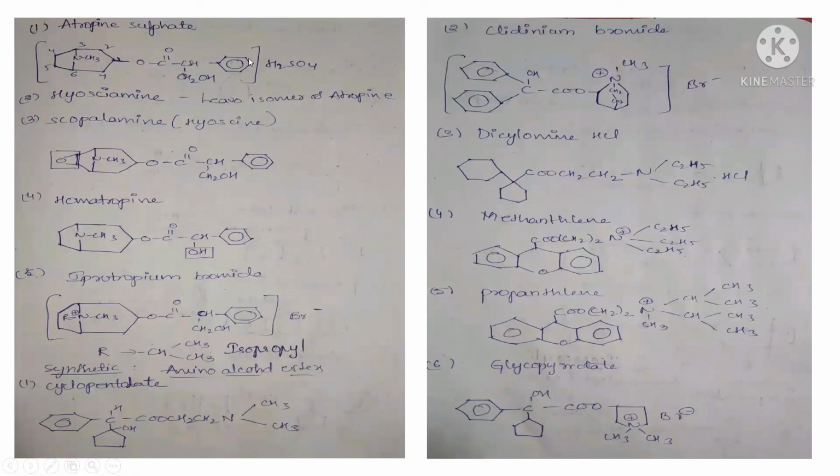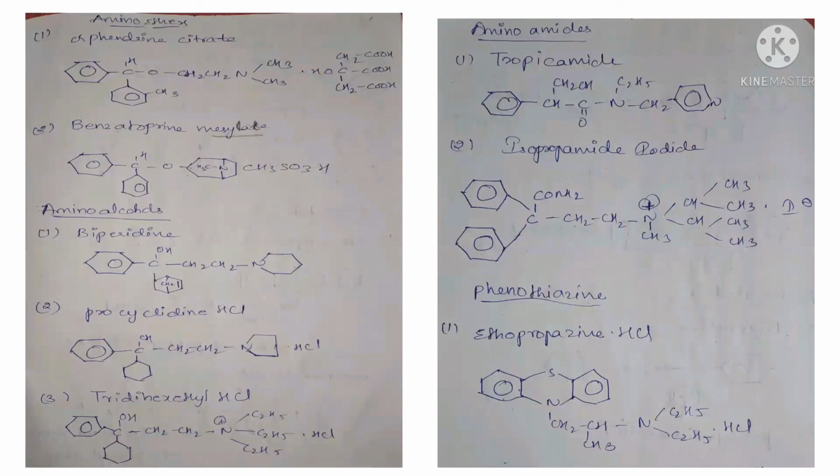So here you can see the detailed structure of the drugs: atropine, hyoscyamine, scopolamine, homatropine, ipratropium, amino alcohol esters. These are the detailed structures of the drugs. Pause the video and check them out.